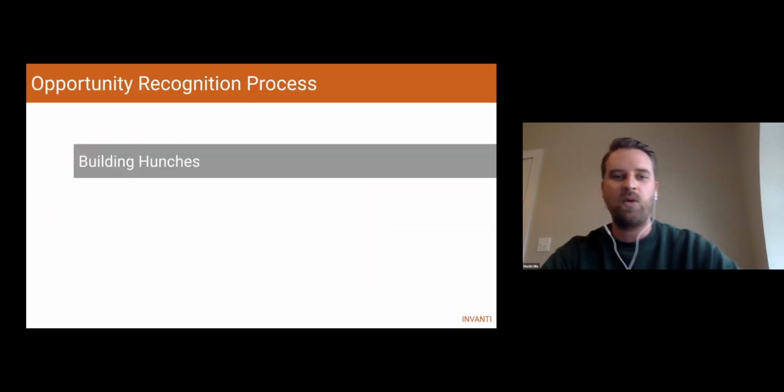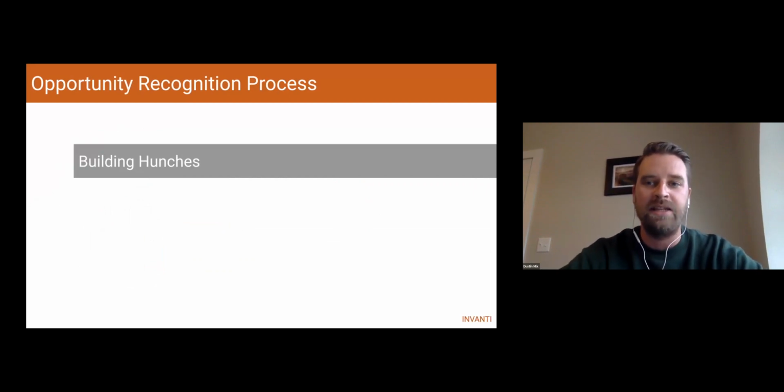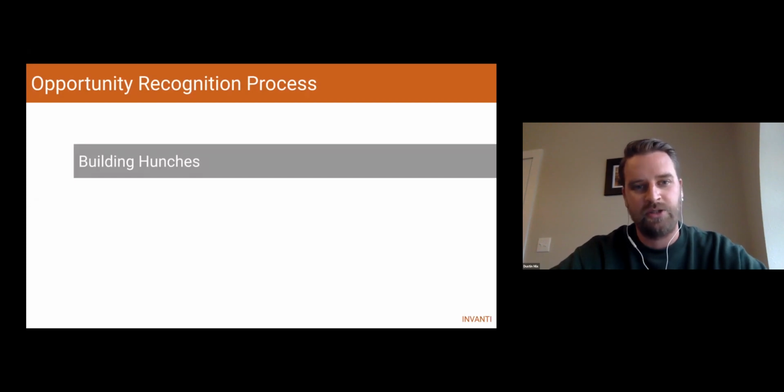Okay, so stage number one, building hunches. This is especially important for people who are walking in today and saying, I don't necessarily know what I want to work on or how I want to work on it, but I am interested in this whole entrepreneurship thing. There might even be certain issues I really care about, and I would like to see if I could start a venture solving one of those issues. So that's going to be stage one, and we call it building hunches.